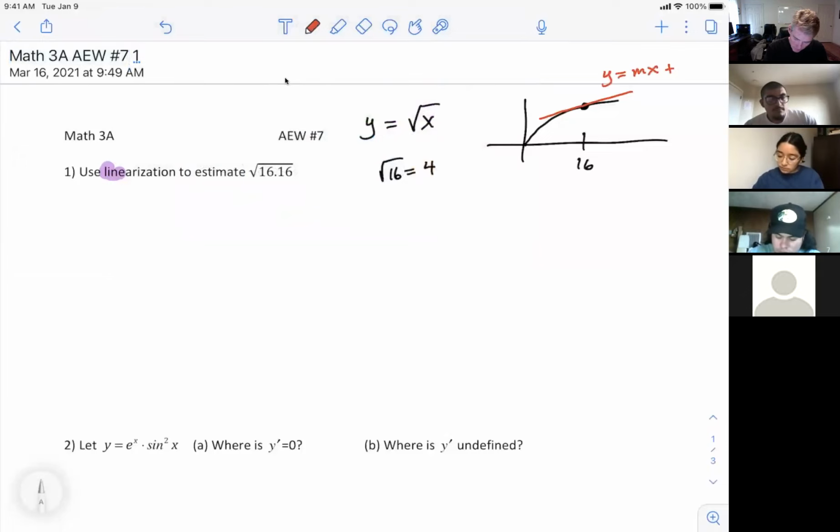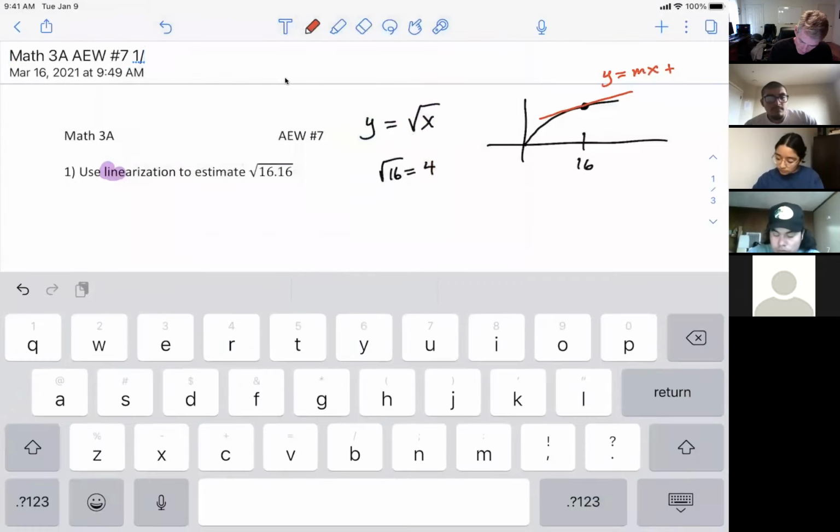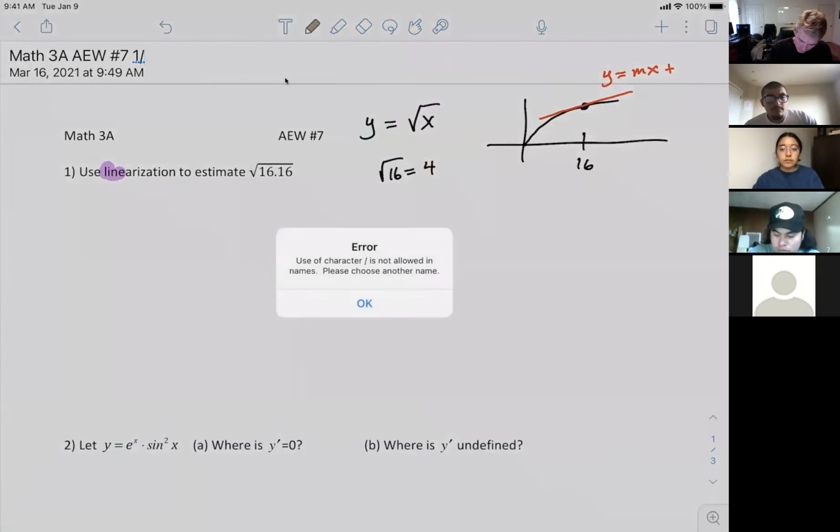Whoa, what's it doing? Why is it doing that? Stop it. Please use another name. Oh, it thinks I was changing the name.